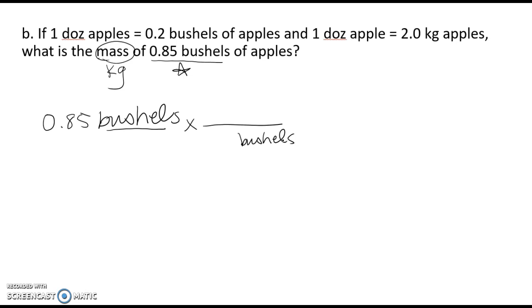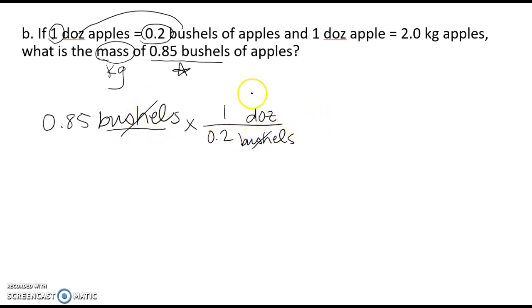Okay, and then you think to yourself, using this problem, what can I relate bushels to? Well, the problem tells me I can relate bushels to dozens, so I'm going to do that. And then using that conversion factor in the problem, I know what numbers to write. So I can write 1 in front of dozen and 0.2 in front of bushels, which tells me those numbers are equal. So that's good. I can have these two above and below each other in a fraction. But now my bushels is going to cancel, which is good.